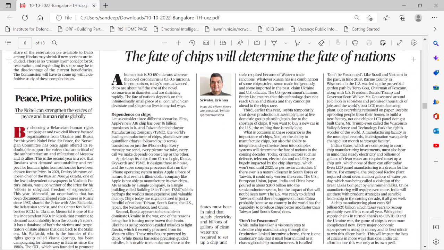Guys, the fate of chips will determine the fate of nations. Extremely important article. Not important to write, but important to study. Now you see, when they are talking about chips, a human hair is just 50 to 180 microns, whereas the coronavirus is 0.1 to 0.5 microns. But today, the chips that we are making are smaller than the diameter of the coronavirus. You can imagine how small it is.